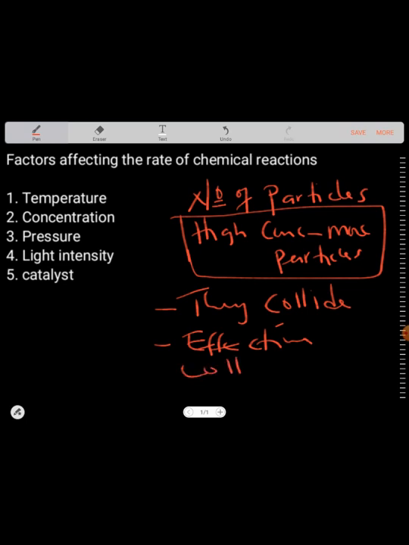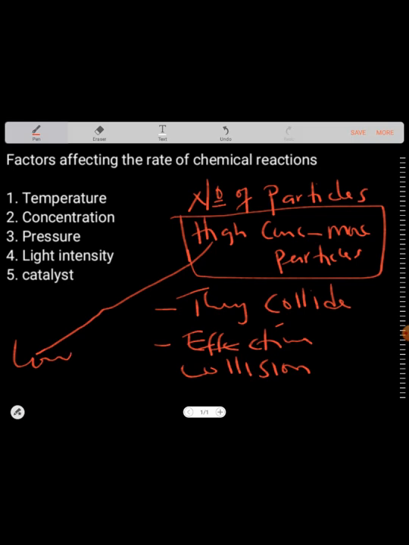Effective collision. Now, since there's effective collision taking place, what happens? The particles are moving with a high speed. Hence, the chemical reaction is fast. But at the concentration where it is low, what happens?